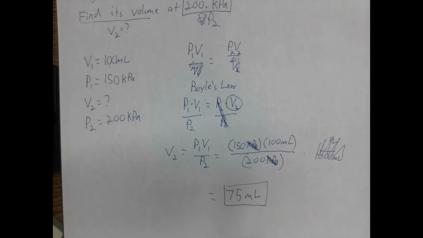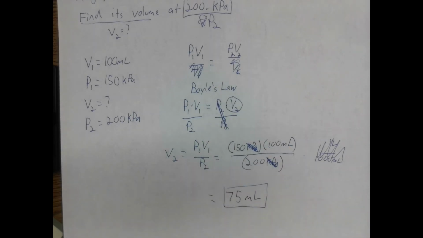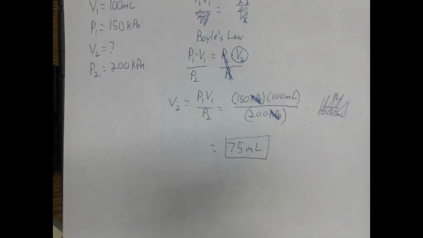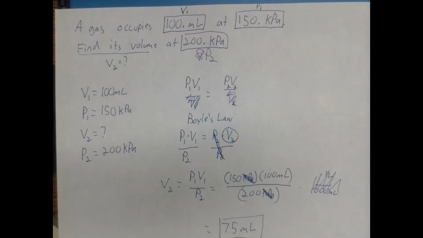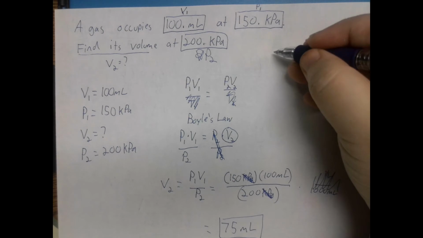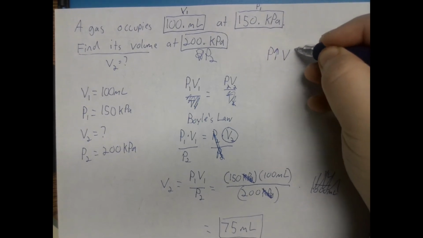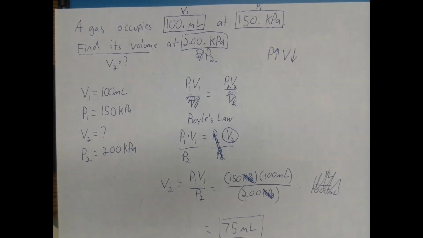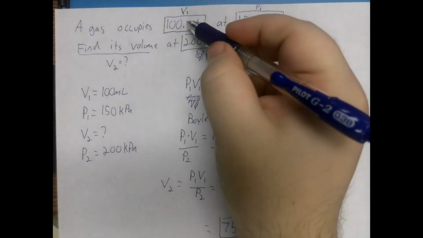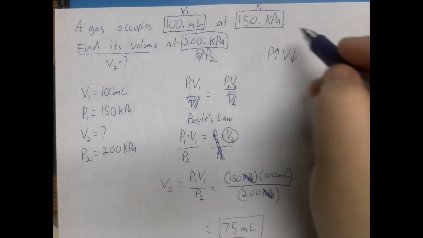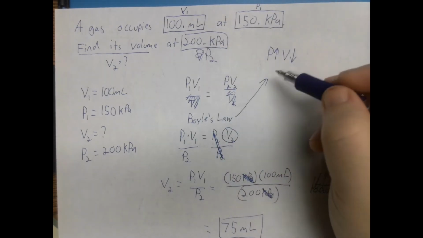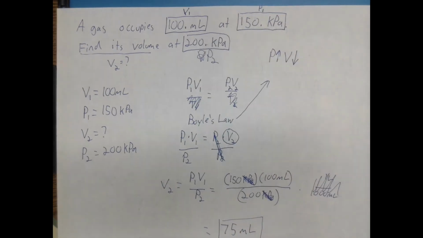And here, since we're using Boyle's law, which states that pressure is inversely related to volume. So again, to make sure you didn't do a math mistake, let's check. So we know that as pressure increases, volume must decrease. So we started with a volume of 100 milliliters. According to Boyle's law, volume is going to get smaller.